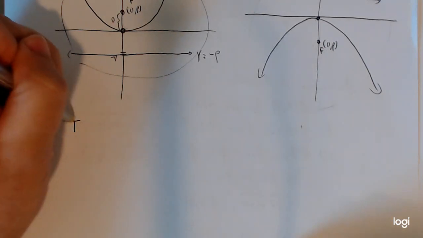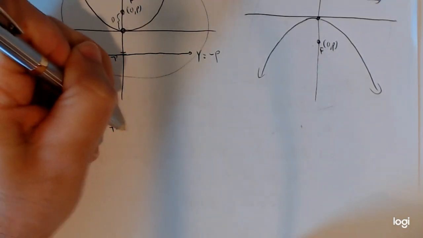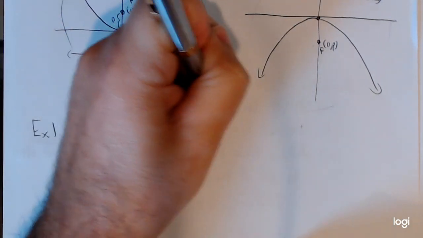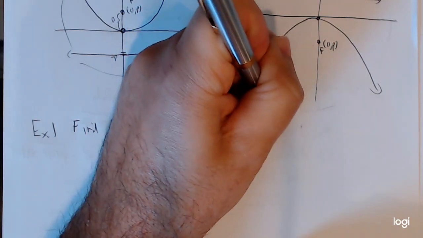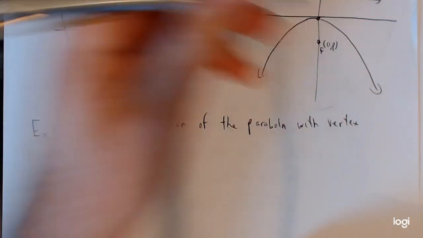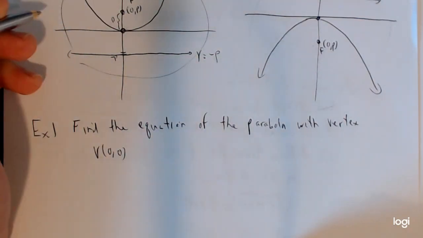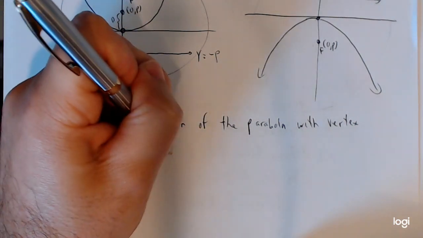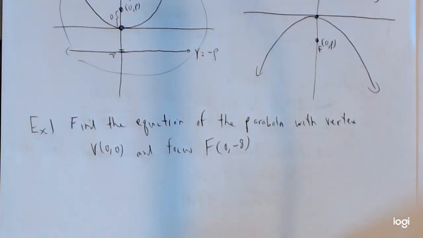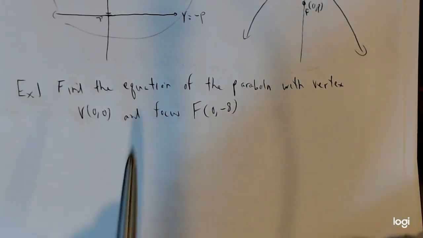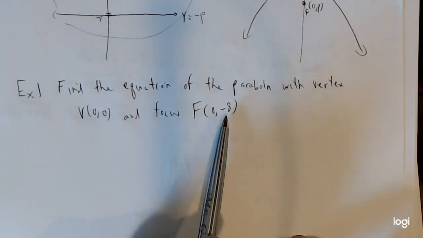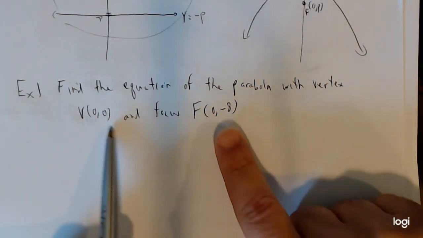So for example 1, we're going to say find the equation of the parabola with vertex (0, 0) and focus (0, -8). Okay, so first of all, before I mention anything, what I know is that this parabola opens which way? Up or down, right? How come? Because look, from the vertex, I traveled up and down to get to the focus, right? Because notice how the x value stayed the same.